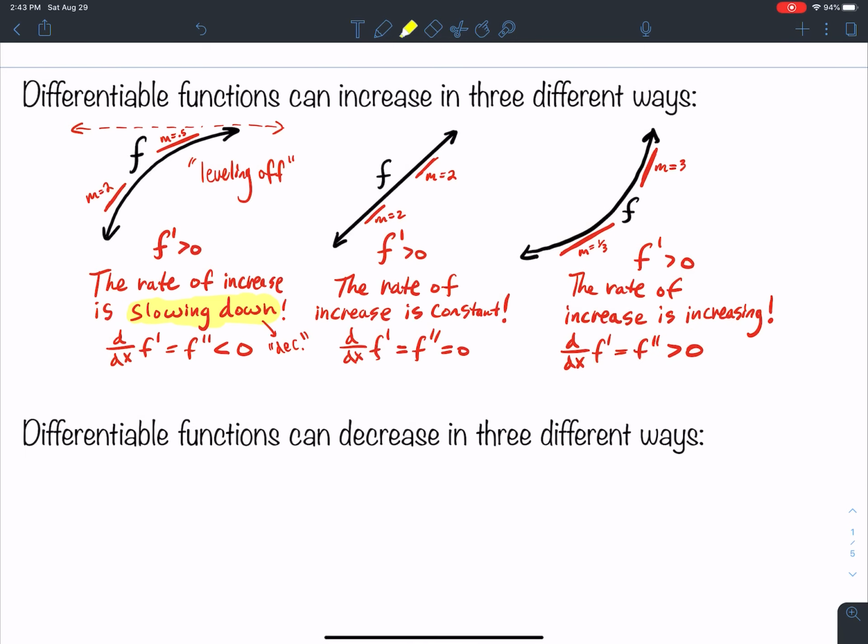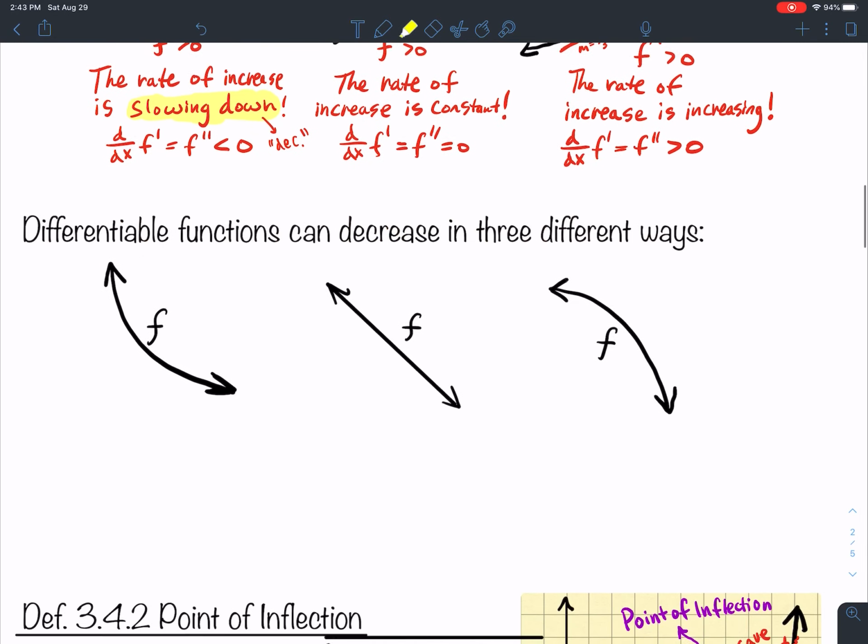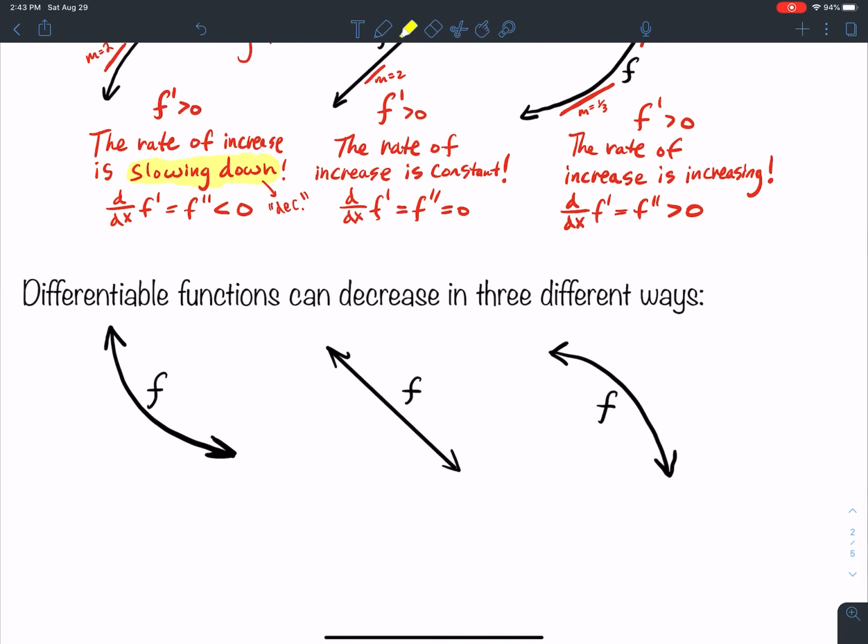Now, not only do we need to talk about increasing, but we need to talk about the three different ways that we're going to decrease for differentiable functions. So here are differentiable functions that are decreasing. Decreasing means that the derivative is negative. Okay? So the derivative is negative for all three of those. If you look at that, negative derivatives, going downhill on all those slopes.